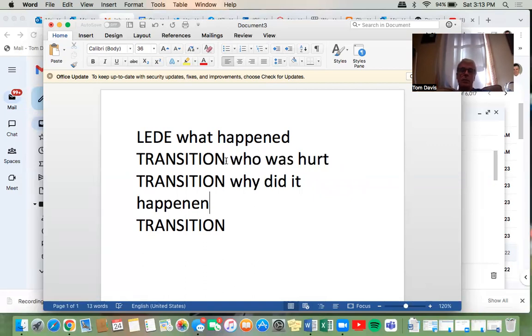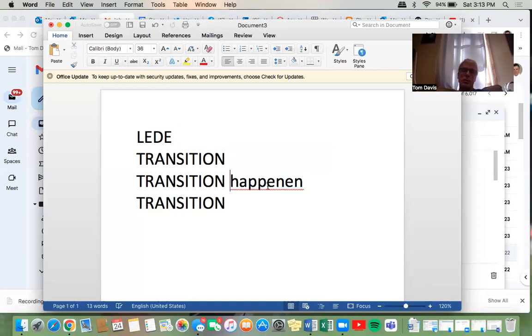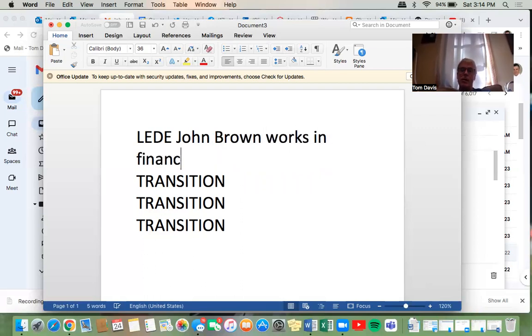But with the kind of story we're doing with these profiles, you get a little more depth. So you work them in with transitions that help guide you from point to point. And like I said, John Brown works in finance. And then your transition will deal with more specific elements of that, much like the crime story would. The who, what, where, why, and when. So, obviously, what does he do? That's one of the first things, or she. What does he do?